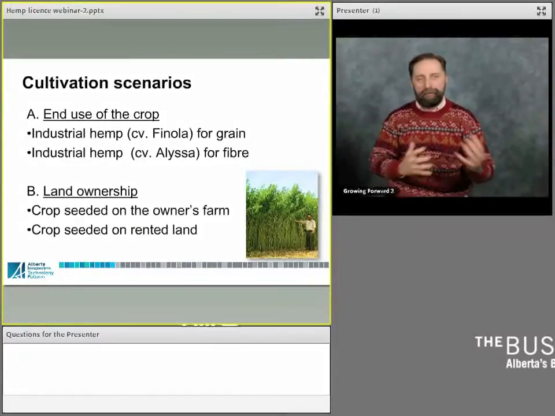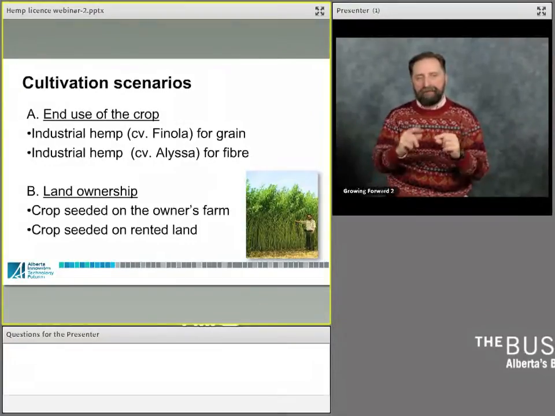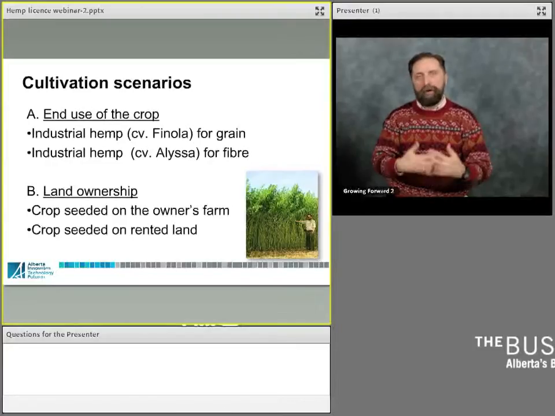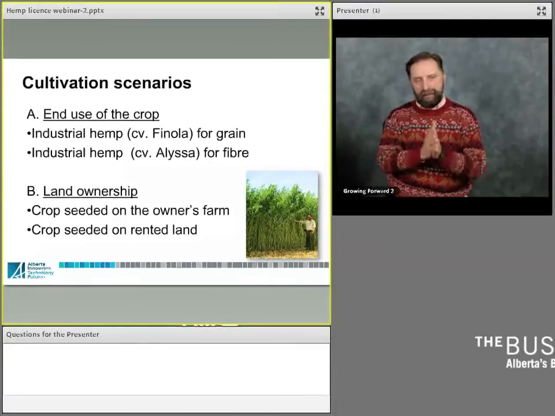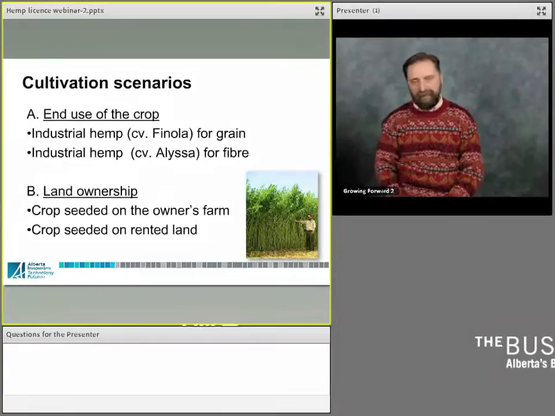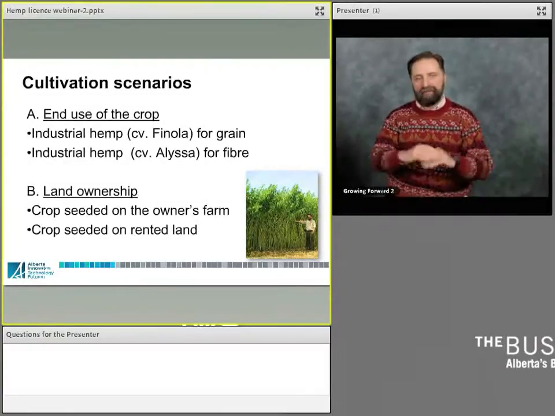Okay, I promised, so this is the introduction. Now we know what is required to apply for the license. Now, as I promised, we'll be discussing 2 cultivation scenarios. First of all, we'll be discussing end use of the crop. In my second slide, I mentioned that hemp can be grown for grain, or for stems, or for fiber, or for both. So we'll be growing hemp cultivar Finola for grain. And on the other side, we'll be growing cultivar Alyssa for fiber. And by the way, both these cultivars are on the list of approved cultivars as presented on the previous slide. So this is one: different crops, different cultivars for different end uses.